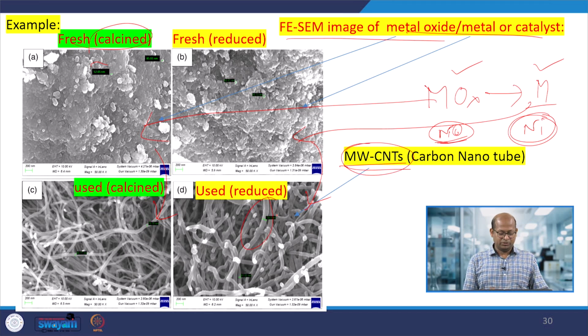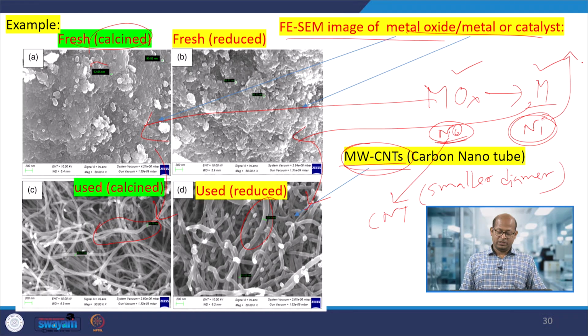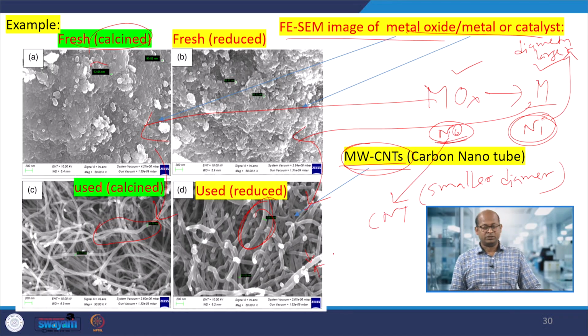So in both places you can see carbon nanotube formations. The diameters may be different. In the case of the nickel oxides, when it was used, smaller diameter CNT formations are there. And when nickel was used as a catalyst and CNT was developed over there, the diameters are larger or bigger. Here you can see the diameters of these nanotubes are a little bit larger as compared to the calcined material.